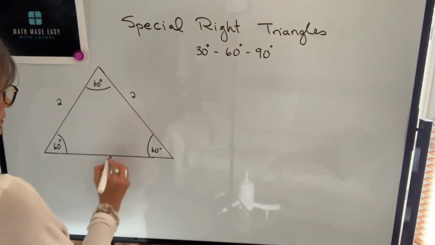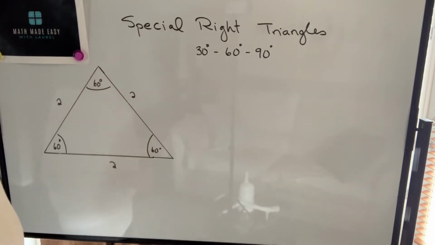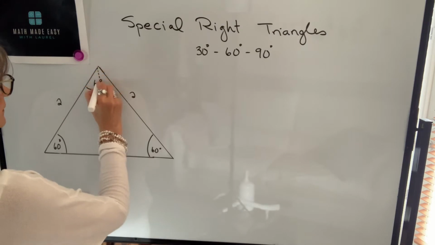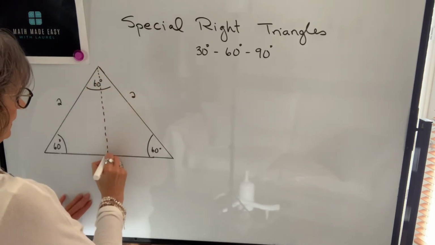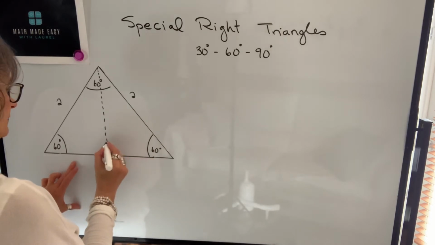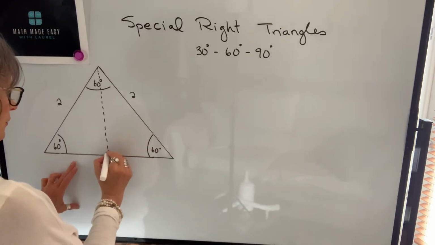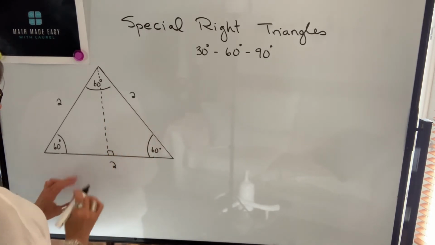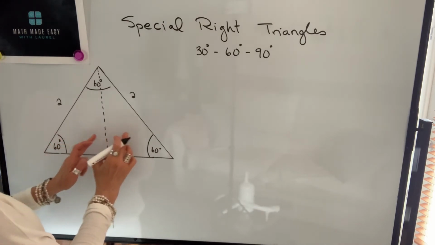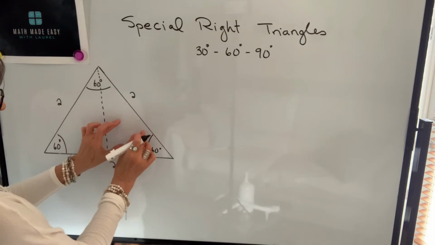This is not a right triangle. However, I can create two right triangles if I bisect one of these angles, which in turn will bisect this length. And because it's an equilateral triangle, we'll create a right angle. So now I've created two right triangles, and we're going to just focus on this right triangle.